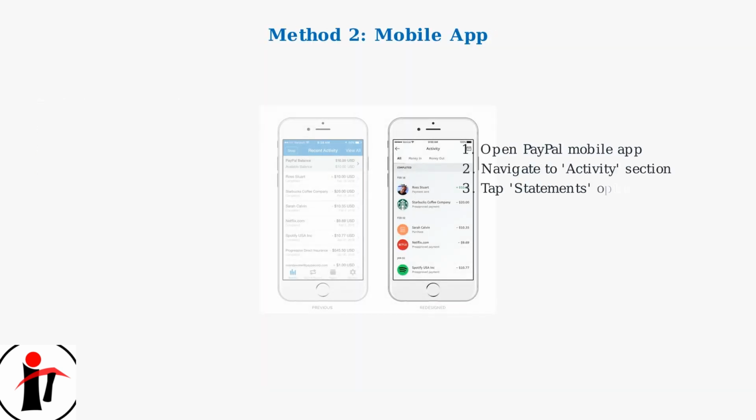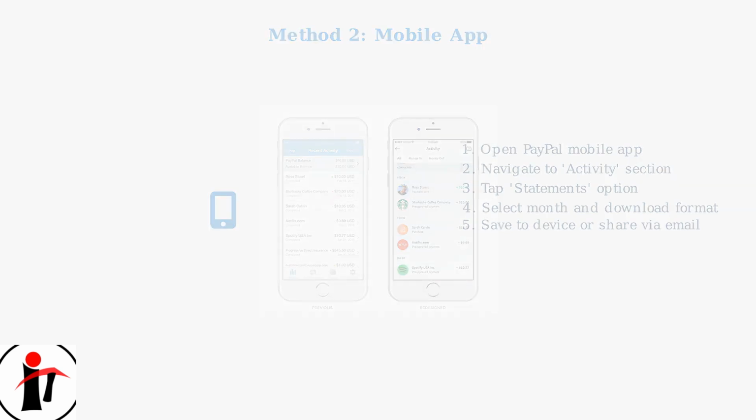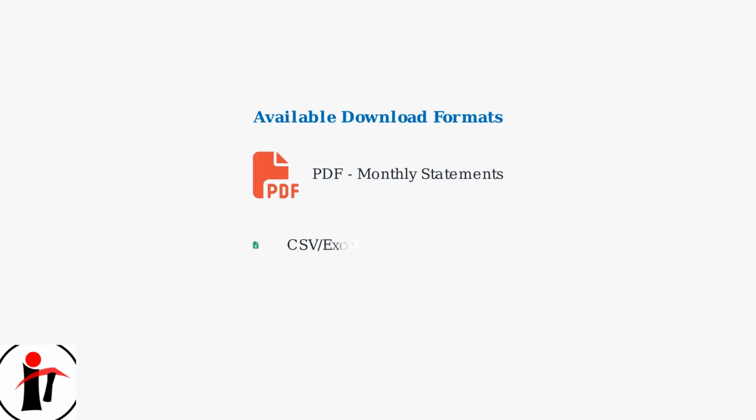The mobile app provides a streamlined experience. Open the PayPal app, go to the Activity section, and tap on Statements to access your financial records. You can select your desired month, choose your download format, and either save the statement to your device or share it directly via email. Both methods offer multiple download formats.